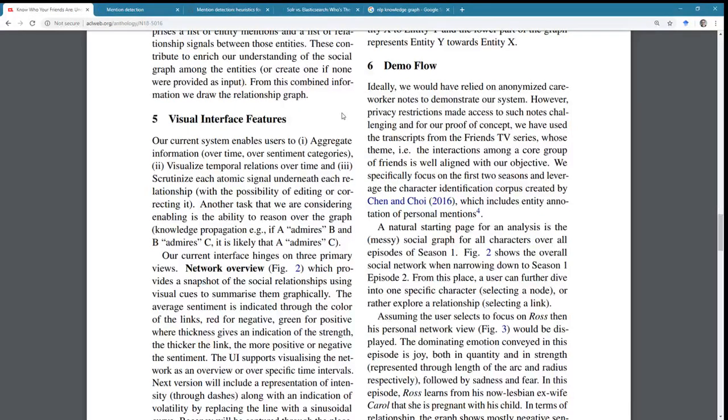Ideally, we would have relied on anonymized care worker notes to demonstrate our system. However, privacy restrictions made access to such notes challenging, and for our proof of concept, we have used transcripts from the Friends TV series, whose theme, i.e. the interactions among a core group of friends, is well aligned with our objective. We specifically focus on the first 2 seasons and leverage the character identification corpus created by Chen and Choi 2016, which includes entity annotation of personal mentions. Okay, so this is high quality data, what they got.